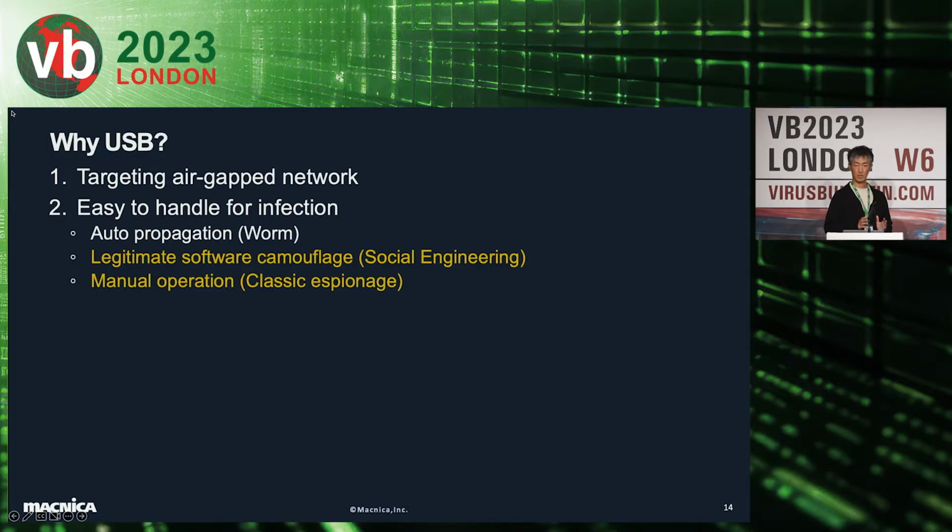And another one is for manual operation, classic espionage. An actor can intrude the target office or buildings and insert a USB device to compromise the devices. In the FlowCloud case, the second reason makes sense. And FlowCloud is not a worm type malware, so legitimate software camouflage or manual operation is, I think, a big reason.